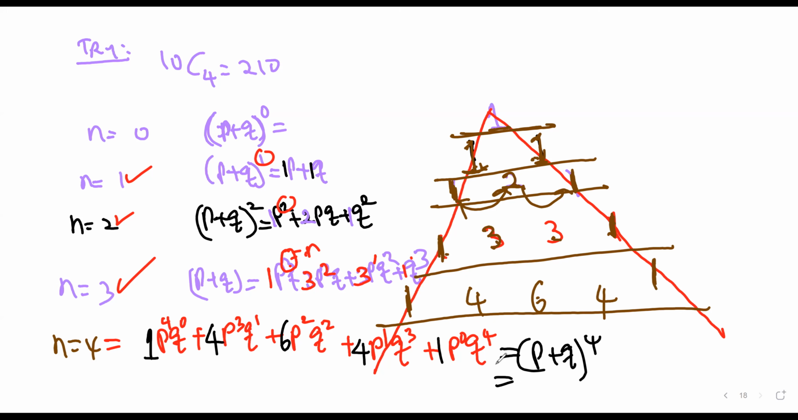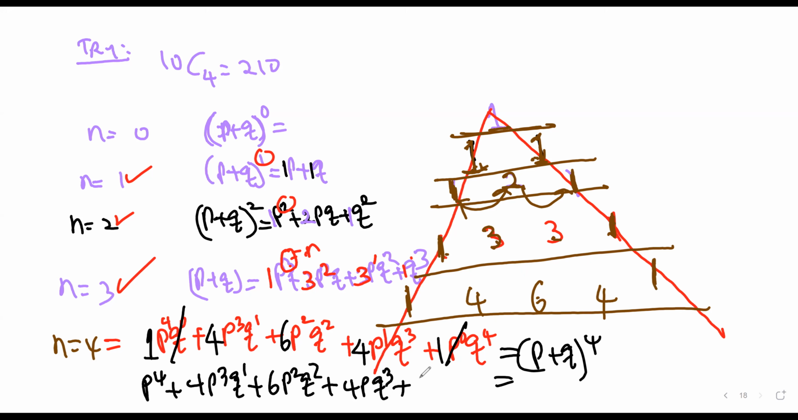Of course, you can simplify this by removing the power 0 terms to remain with P power 4 plus 4P cubed Q plus 6P squared Q squared plus 4P Q cubed plus Q power 4. So that's how you can use the Pascal's triangle to get the expanded form of all these.